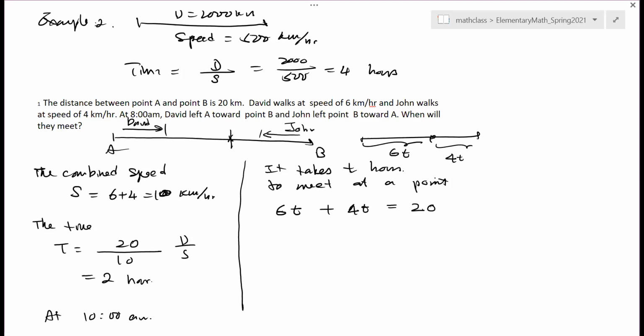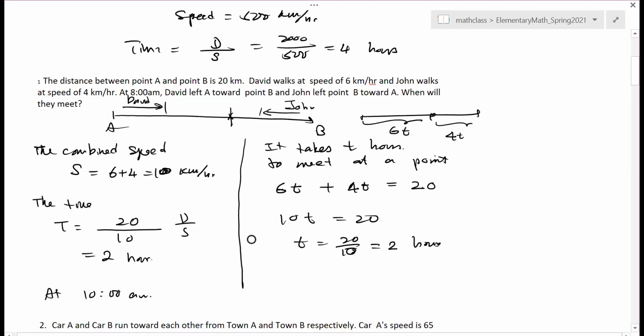kilometers. So that is how you set up the equation, okay? So 6t represents the distance David traveled, 4t represents the distance John travels, and they meet at the point, so the sum of the distances they travel is going to be the total distance, which is 20. And why 6 times t? Because speed times time gives the distance. So 10t equals 20, and t equals 20 divided by 10, which gives 2. That's 2 hours. So that is how we solve the problem using equations.